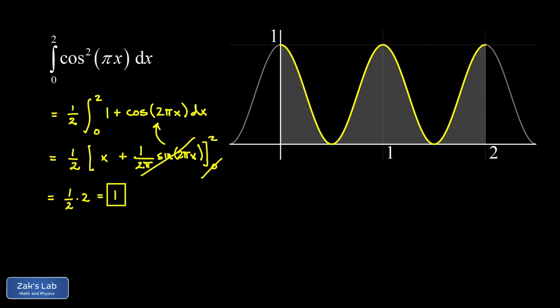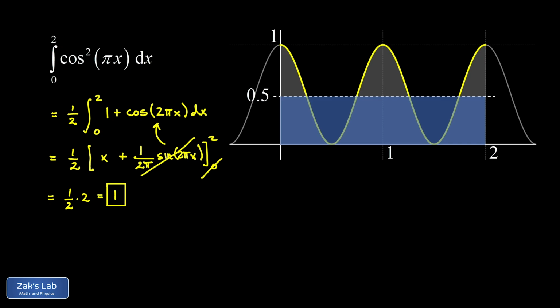Now, if you happen to remember that the average value of the cosine squared function on an integer number of periods is equal to 1/2, and I'll post a link to where that fact was first derived, then all we have to do here is take that average value of 0.5 and multiply by the interval width of 2, and we get the same exact area of 1.